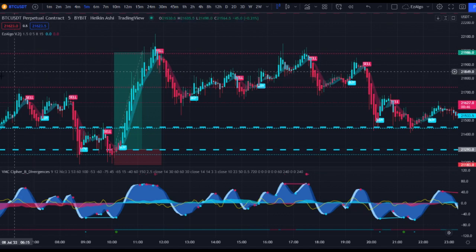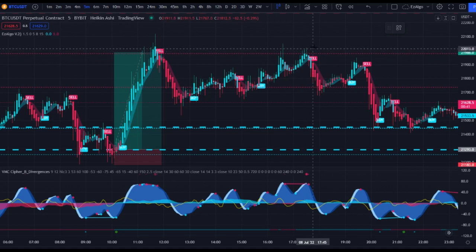And then you can do it the same way on a short. If you miss that move right there off the sell signal, you can enter on this.